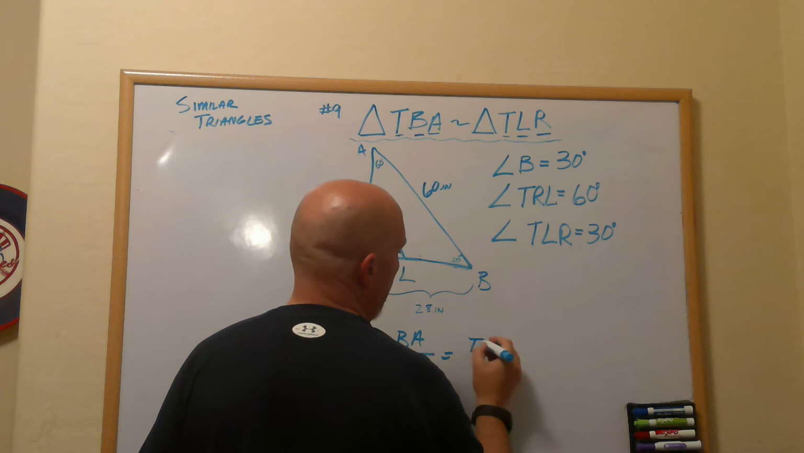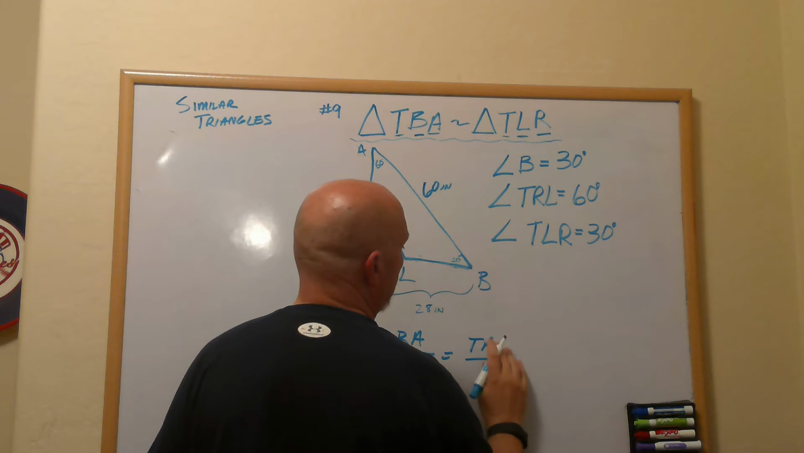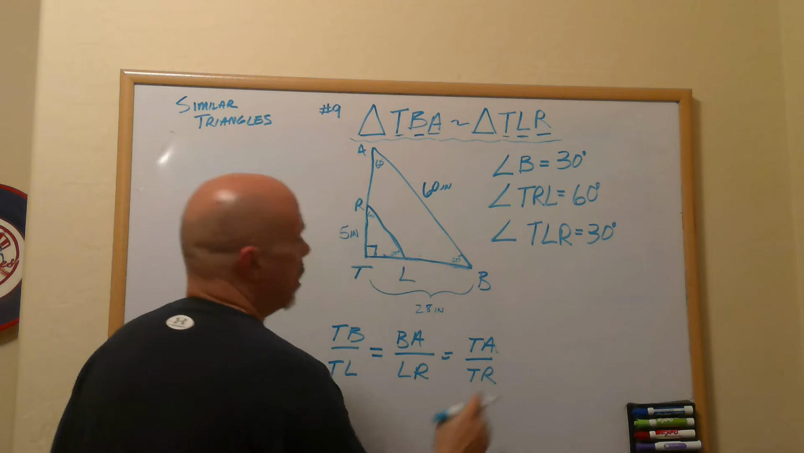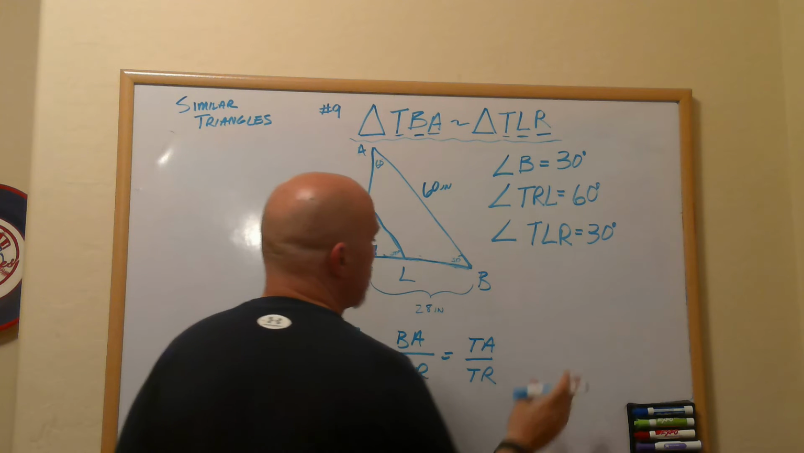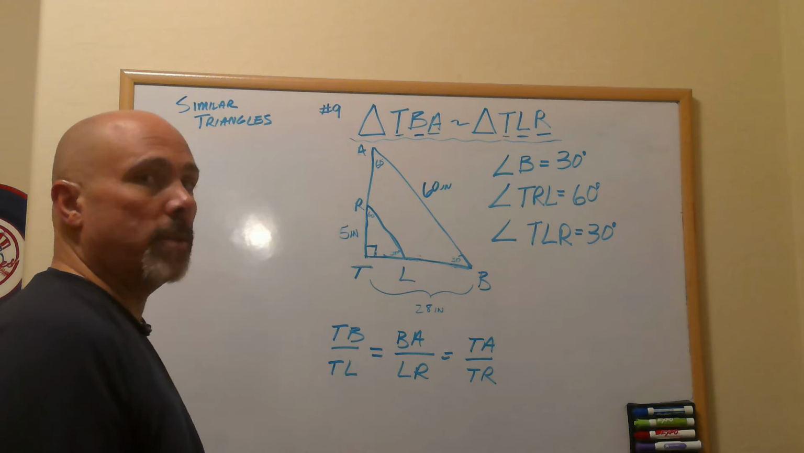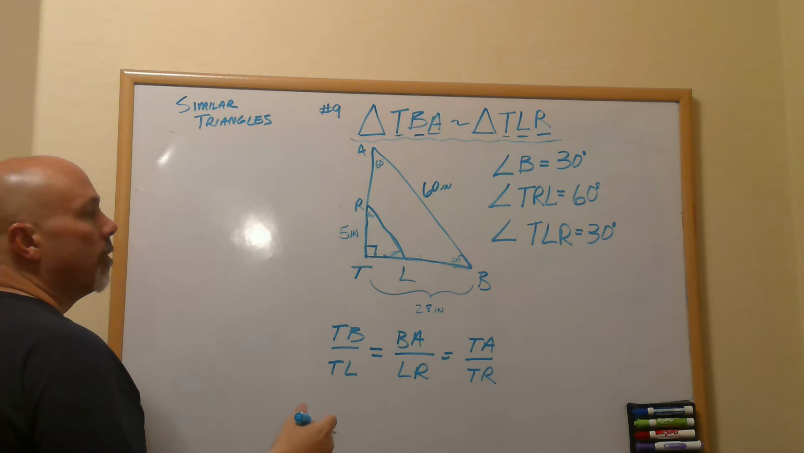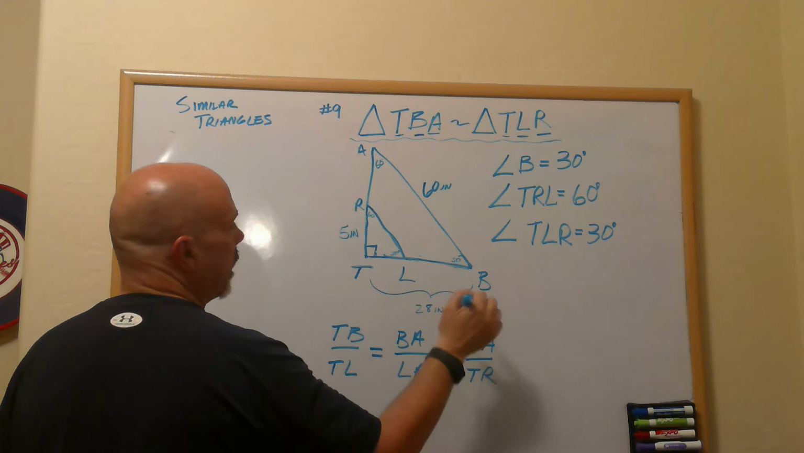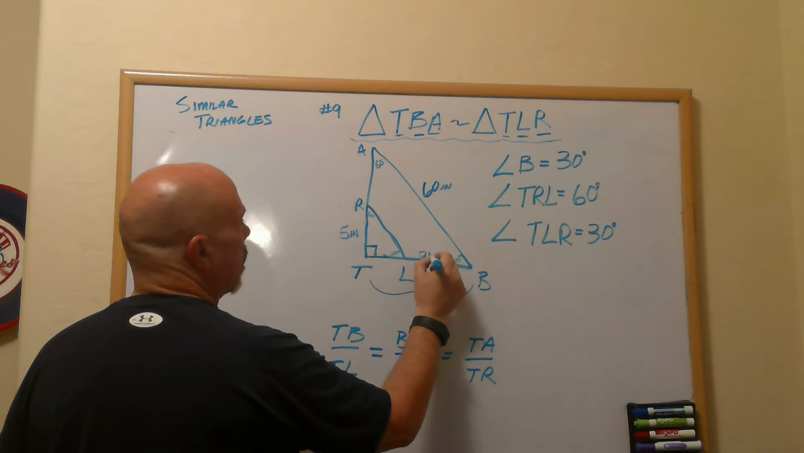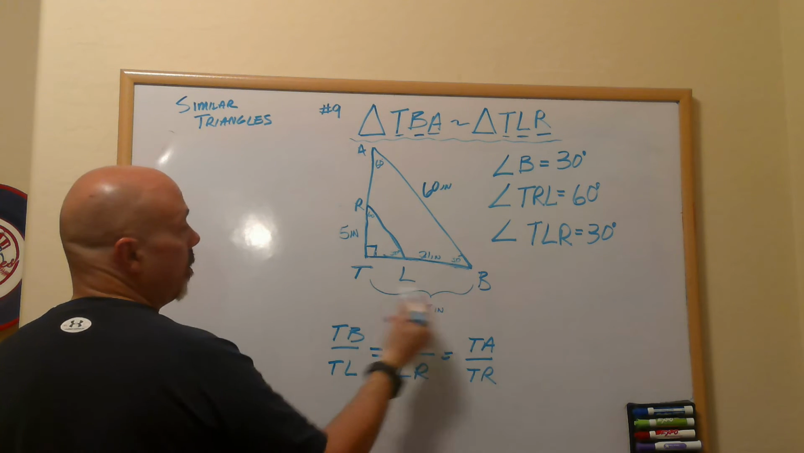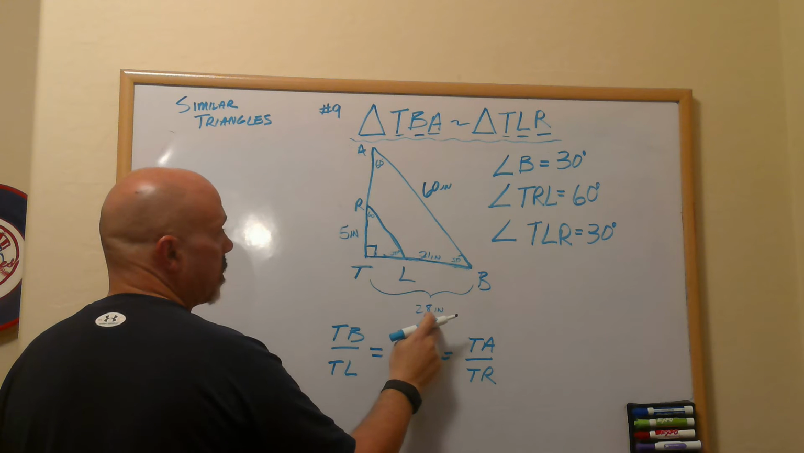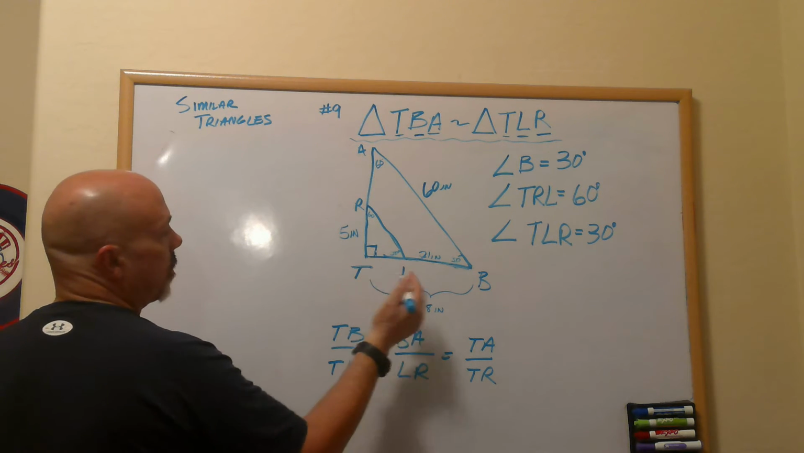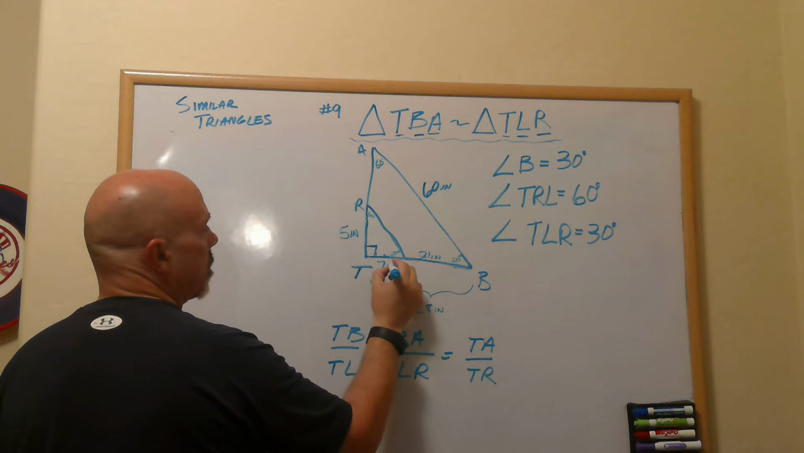So now we have TA over TR. Now in order to solve for these unknown sides, I just need to set up what I do know and solve for what I don't. So let's take a look at what we do know. We know that the entire length, sorry I didn't write that in there, 21 inches. The entire length of the line segment TB is 28 inches long. The line segment LB is 21 inches long. So the remaining distance, of course, would have to be 7 inches.